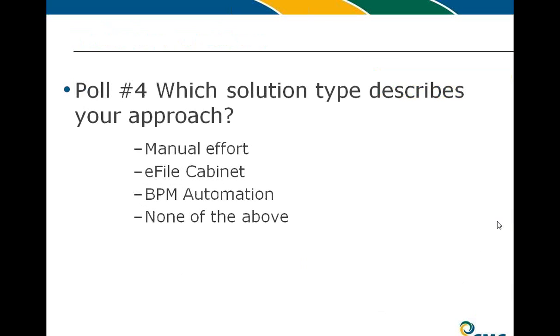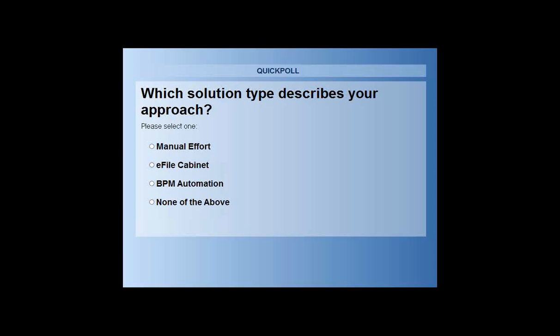So I'm going to just stop for a second and ask you very quickly to share what your current approach is. Is it pretty much the manual effort? Do you get the documents into an e-file cabinet? Oops, I have to launch this for you guys to answer. Do you have an electronic file cabinet approach where you basically put all the documents into some form of automated file, or are you further automating with some kind of a business process automation tool?